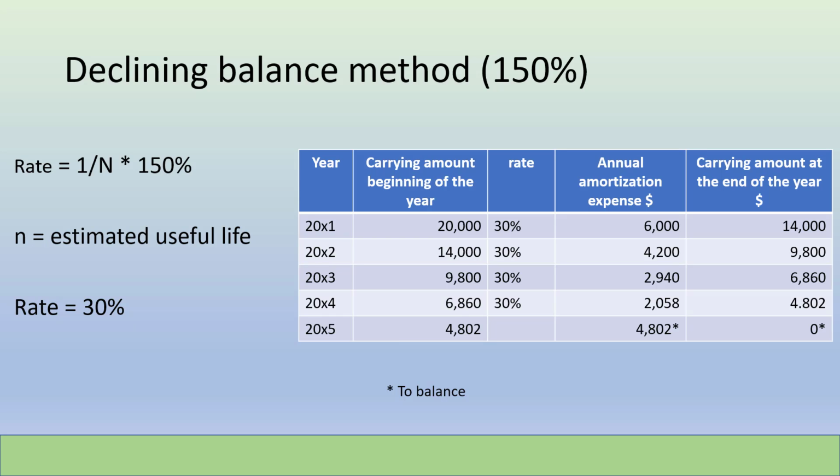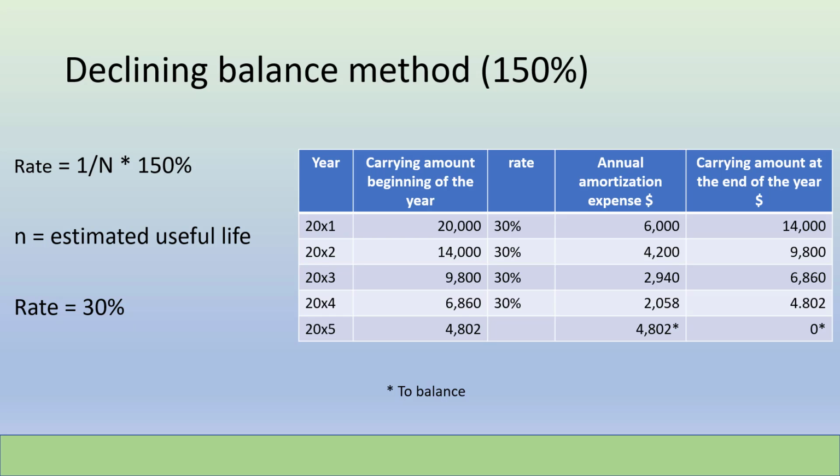For the declining balance method, or diminishing balance method, unlike the straight line method where we have a consistent annual amortization, here we have a fixed rate, but it is based on the carrying amount of the asset, in this case the patent, and you multiply it by 30%. So in 20X1, we have our beginning balance of $20,000. You multiply it by 30%, and you'll have $6,000.